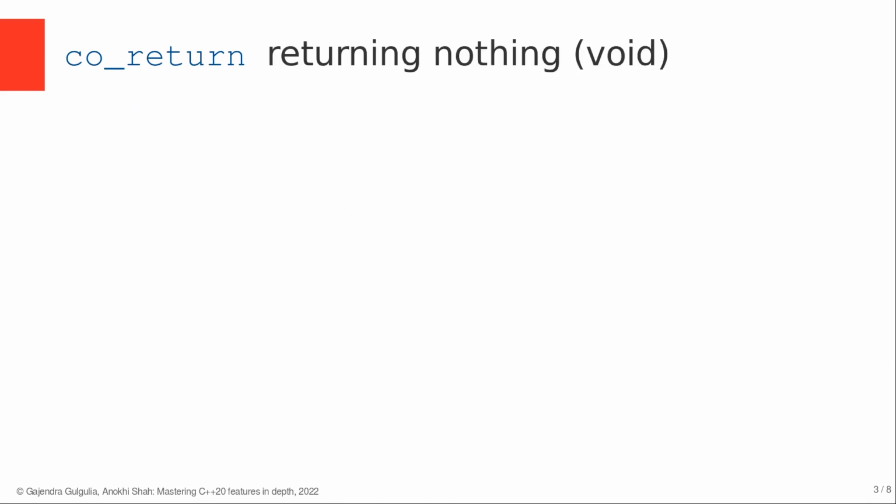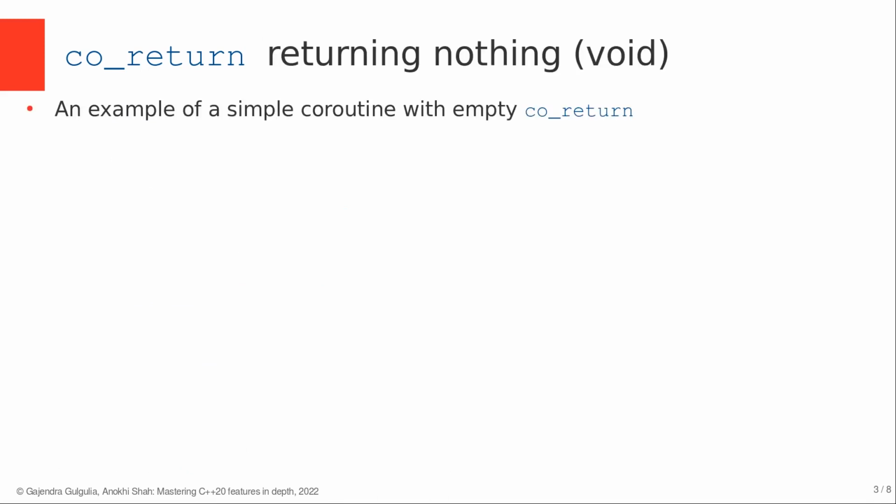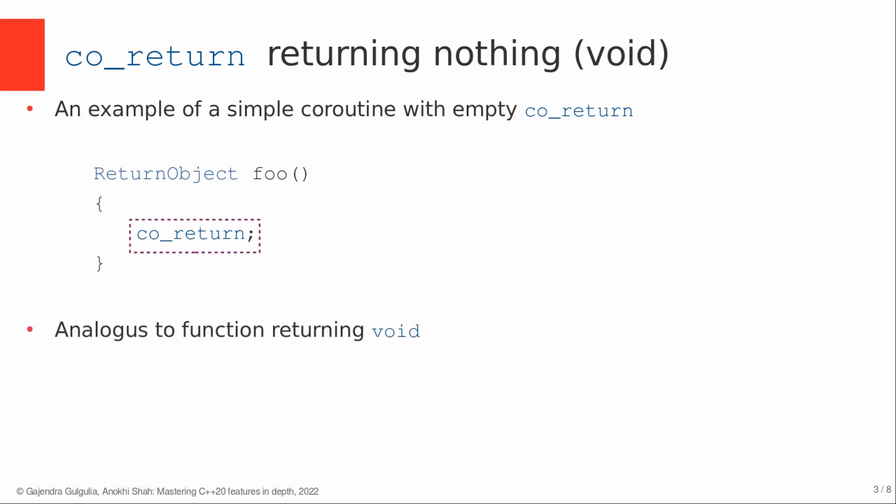First, let's see an example of a coroutine with a simple co_return statement. Let's call this coroutine foo that returns a return object like in the previous lecture. The simplest coroutine that does nothing and co_returns will have just a single co_return statement. And this kind of coroutine is analogous to functions that do nothing and return void.